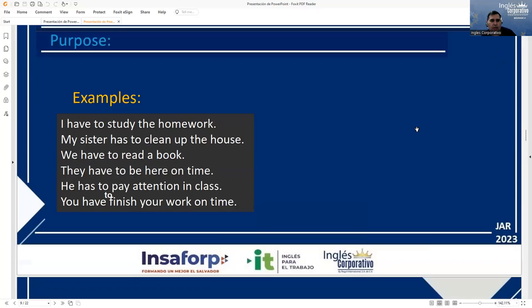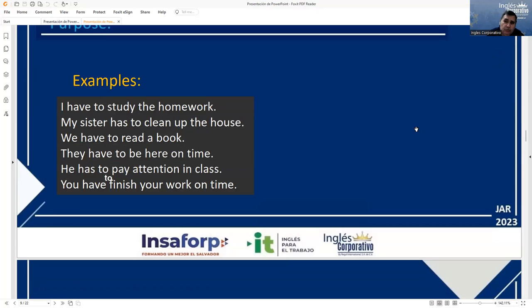Then we began talking about obligations. To talk about obligations, we use the affirmative form of have to. I have to study the homework. My sister has to clean up the house. We have to read a book. They have to be here on time. He has to pay attention in class. You have to finish your work on time.